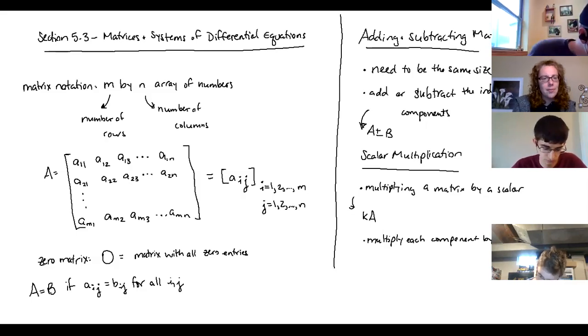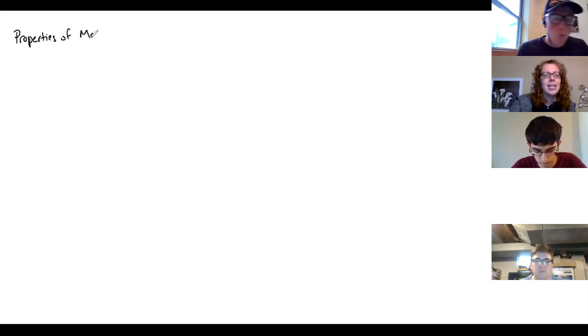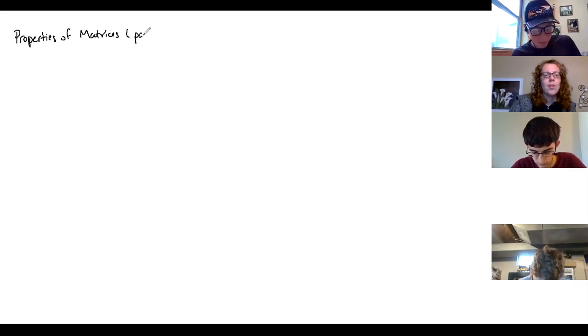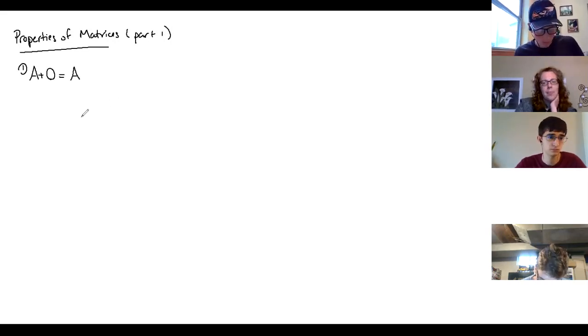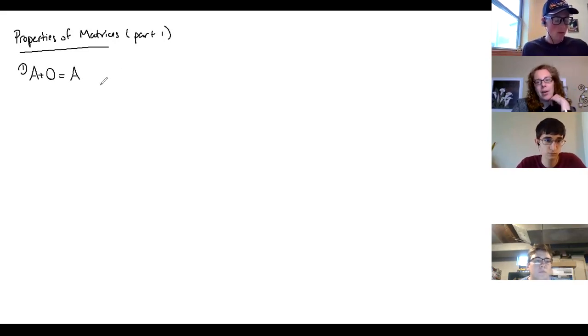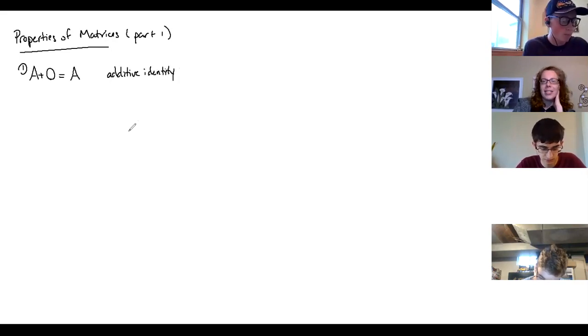Okay, a couple of properties of matrices, and then we will get to matrix multiplication, which is the fun part. So, properties of matrices. This, I think, is going to be part 1. I don't know if there are 2 or 3 parts. First of all, A plus the 0 matrix is equal to A. If you were in class, I would ask you what property this is. So this is the additive identity. 0 is the additive identity matrix. You add 0 to anything, you get the anything.